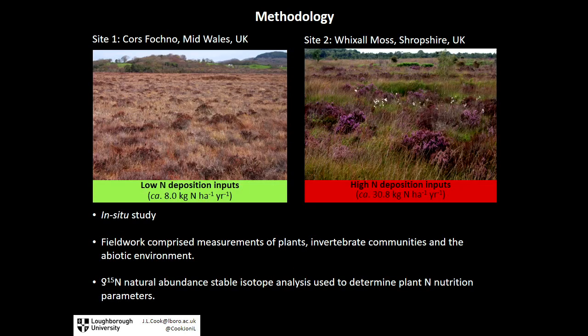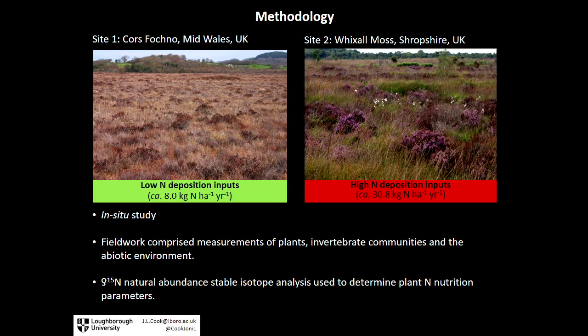And she did this looking at nitrogen deposition in two sites. So there's a limitation, there's two case studies. One had very, very high nitrogen deposition inputs, about 30 kilograms per hectare per year, which is really, really high. And one had low, but still quite high inputs of about 8 kilograms per hectare per year. So we've got two sites, they differ in lots of ways, but the major way they differ is in nitrogen deposition. So quite nice for looking at the nutrition of these plants.